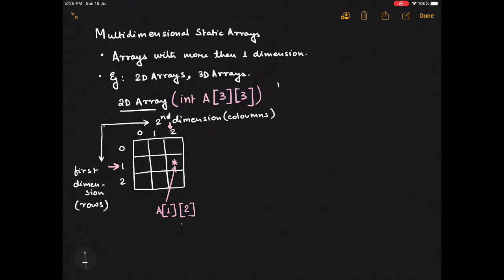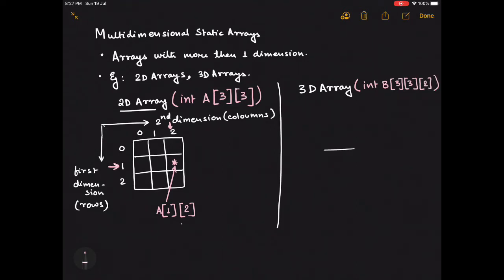Now let us take a look at a 3-dimensional array. In a 3-dimensional array, we have multiple 2-dimensional arrays residing in multiple layers. Let us call this array B. And in order to declare this array B in the computer's memory, we have to specify the total number of rows, number of columns, and number of layers in the matrix B. This is what a 3-dimensional array looks like.